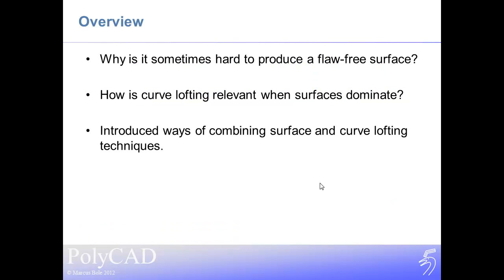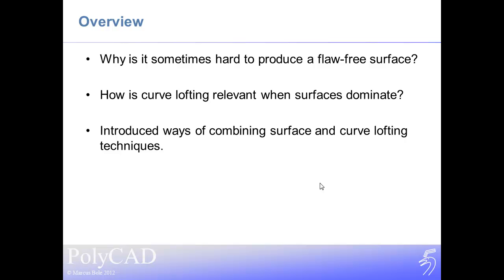So an overview of the presentation starts to cover the question of why it is sometimes hard to produce a flaw-free surface. In the early stages, the surface can be quite quick to generate, but as we get to the stage where we want to incorporate some more complex features, we start to find that we cannot get that perfect surface that we're looking for.